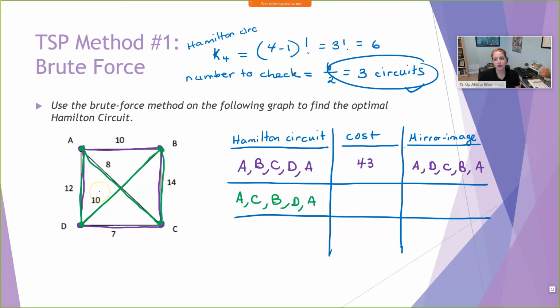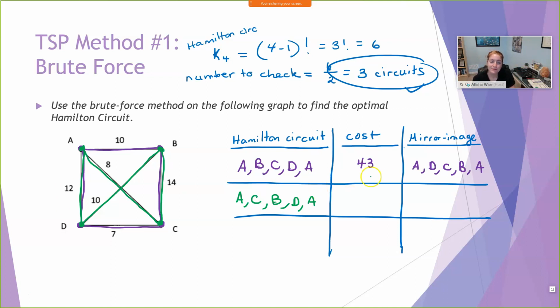The one thing I want you to notice is that different Hamilton circuits will create different shapes on your graph. So you'll see that the purple was a square and the green is kind of like an X. Oh my God, I forgot what it's called. It'll come to me later. You know, like the little sand timer.